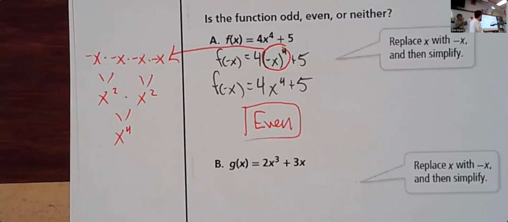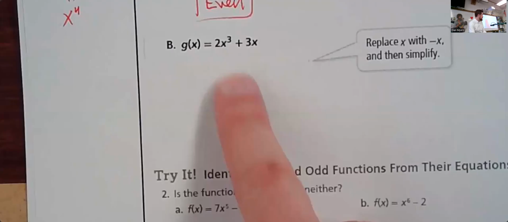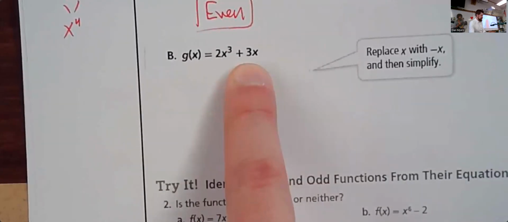If it's an even exponent, it'll guarantee that the exponent becomes a positive value. So on this next one, we're going to see that we'll end up with some opposites, but there's more than one x on the next one in the y value. So let's see what happens with b. We're going to replace x with the opposite of x, and we'll see what happens here.